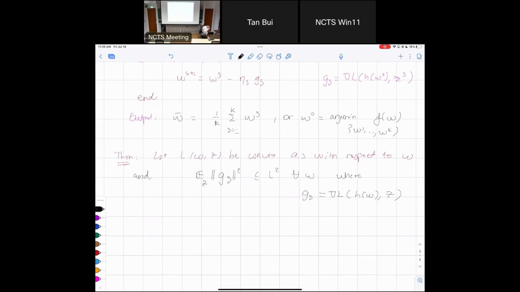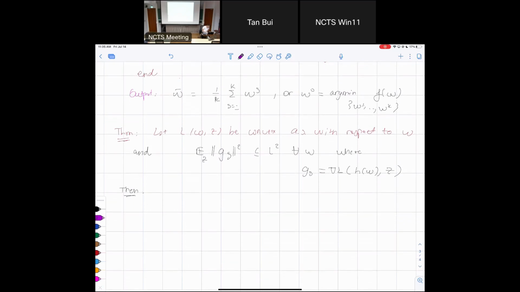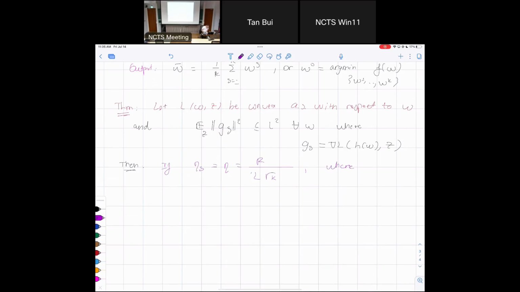So then the following holds. If you take a constant step, eta S is equal to R divided by L square root of K, where the expectation, from Z1 up to ZK, of W1 minus W star squared is less than or equal to R.